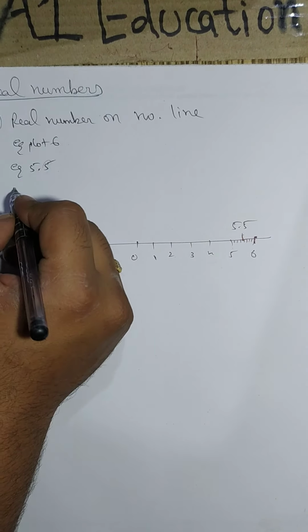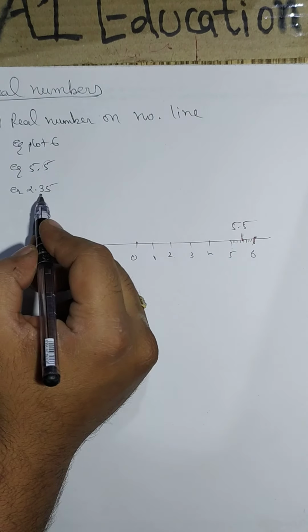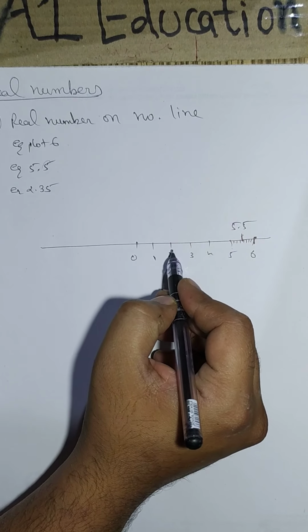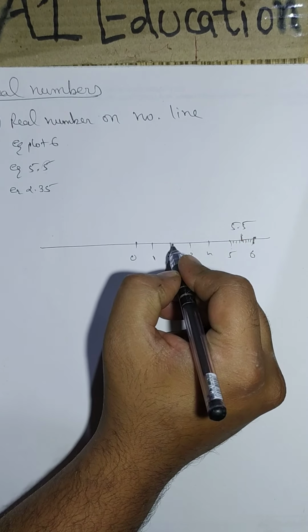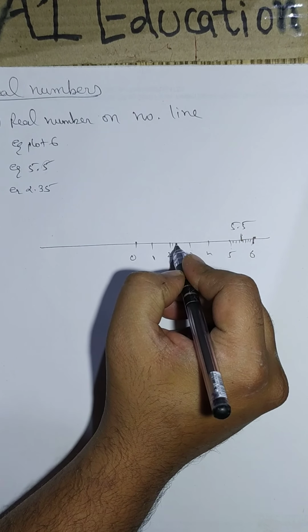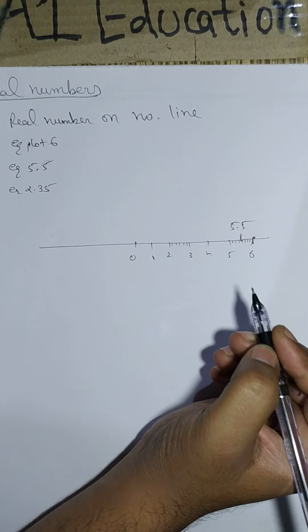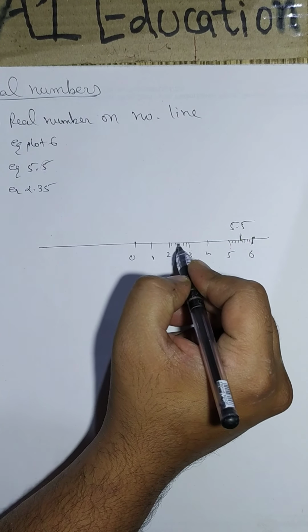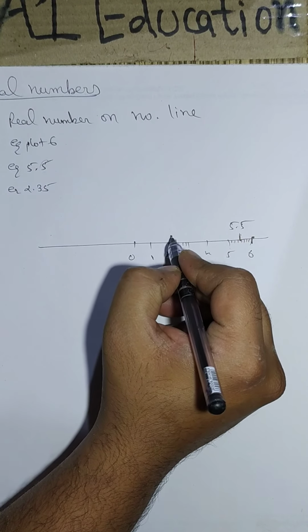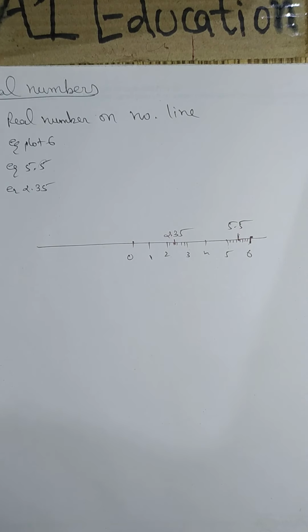Similarly, let us say you want to plot 2.35. Now you cannot have 100 parts between 2 and 3. So to plot 2.35, again we make 10 parts between 2 and 3. And then we know that after the third point, a little bit of space, we can plot 2.35. This is how we plot real numbers on the number line.